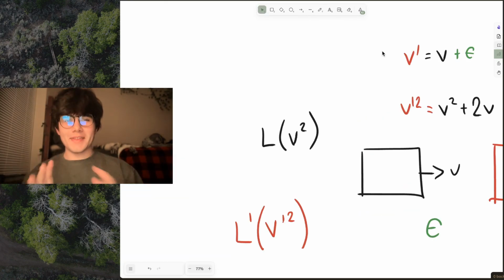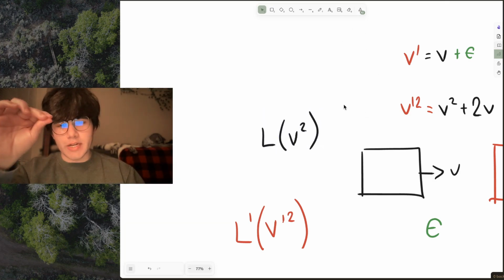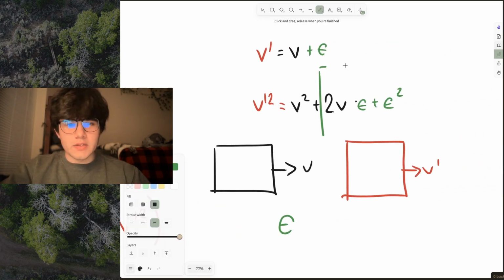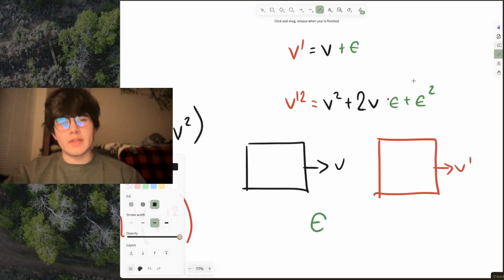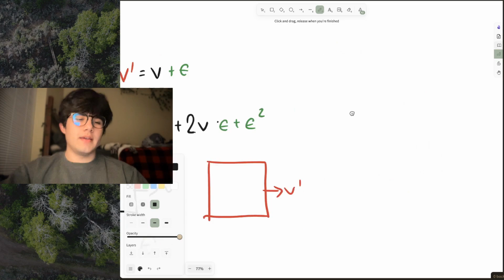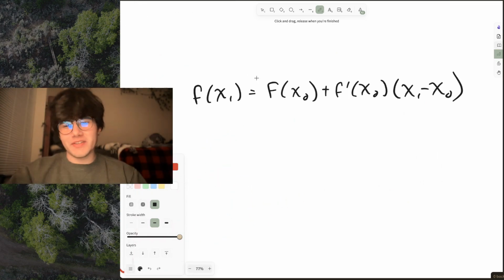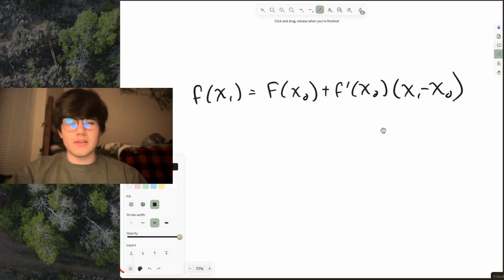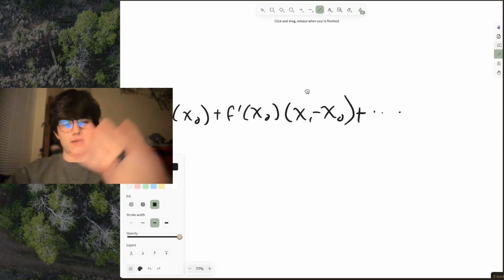Now think about what we're doing here, right? We have a Lagrangian of velocity squared, and we're trying to find what happens when we add this term to it, when we add 2v epsilon plus epsilon squared. If we want to do something like this, we can use the Taylor series. In case we're not familiar, I'll write it out here. This allows us to find f at x1 when we only know f at x naught. I should mention that there are some extra terms here, but I'm only going to worry about this main term because these other ones we can neglect.